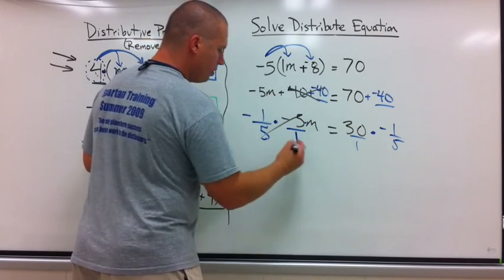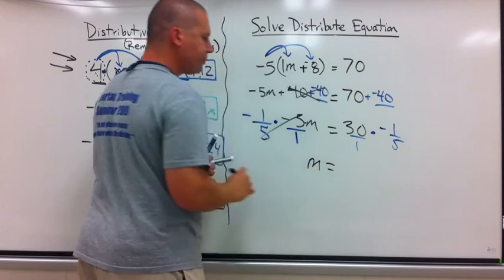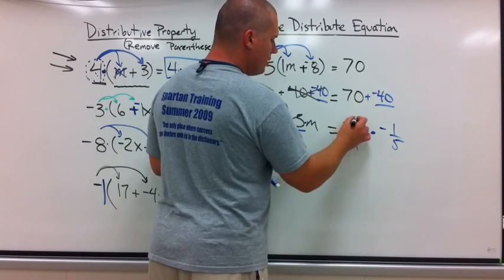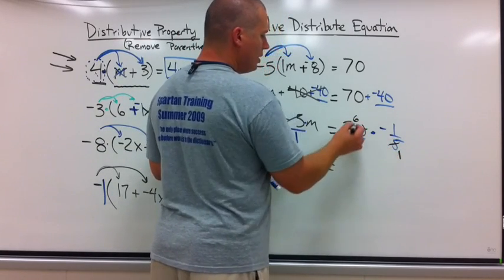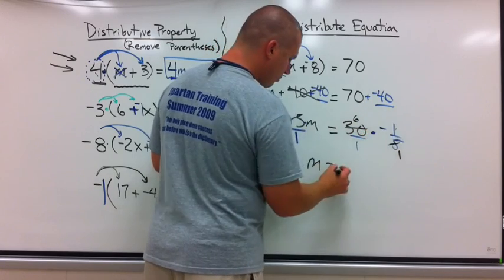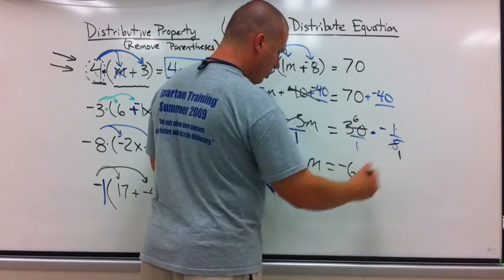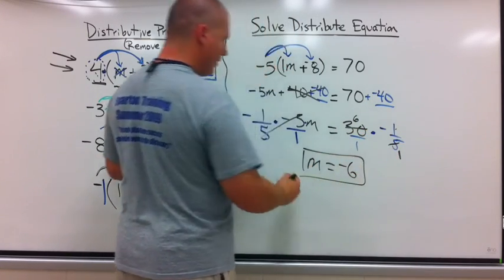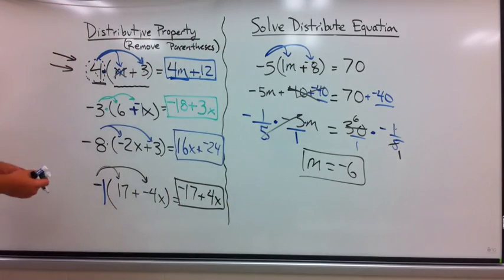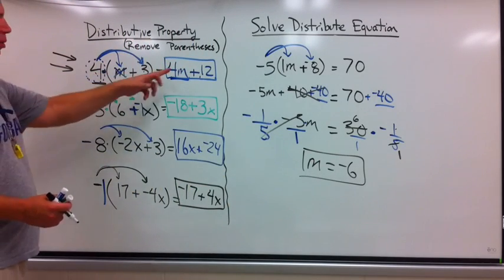Negative 5's reduce. I end up with m equals. On this side, 6 over 1, 6 times negative 1, negative 6. 1 times 1, 1. Put a box around it. Done. Distributive property gets rid of parentheses.